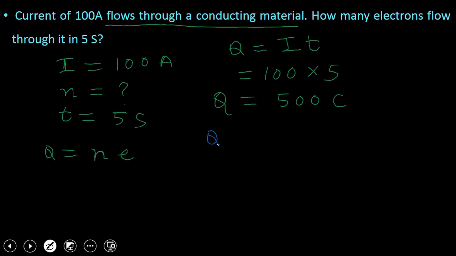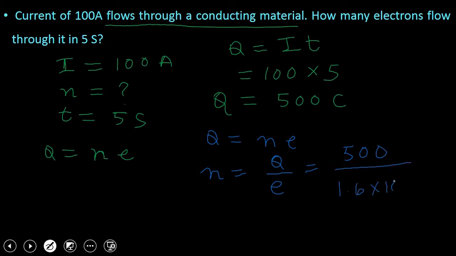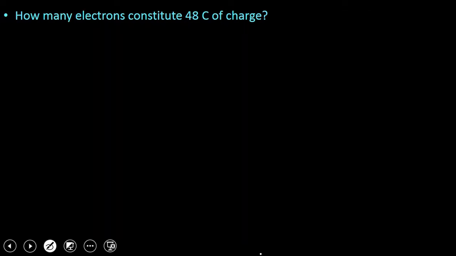Now we will write the next formula. Q is equal to N into E. Or N will be equal to Q divided by E. We know Q. Q is equal to 500 coulomb. And E is the charge on 1 electron, that will be equal to 1.6 into 10 to the power minus 19 coulomb. Next question. How many electrons constitute 48 coulomb of charge?